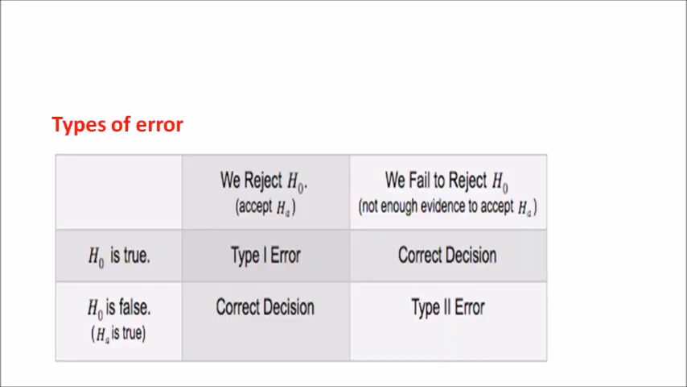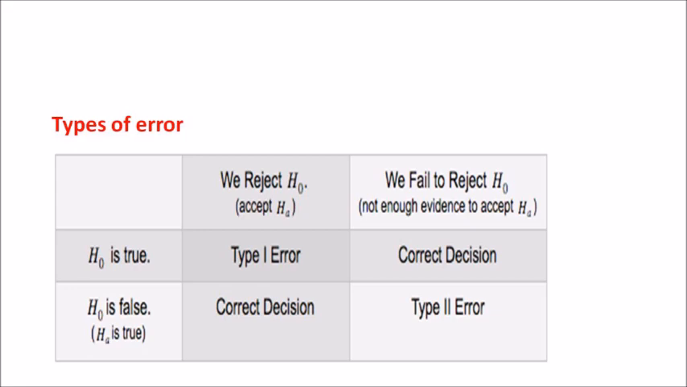Before that we should study the types of error coming in levels of significance. See that column. What is H0? H0 is the null hypothesis. In the next column you can see type 1 error. When the null hypothesis is true, but we are rejecting it, then we are committing a type 1 error. So rejecting a null hypothesis when it is true is a type 1 error.